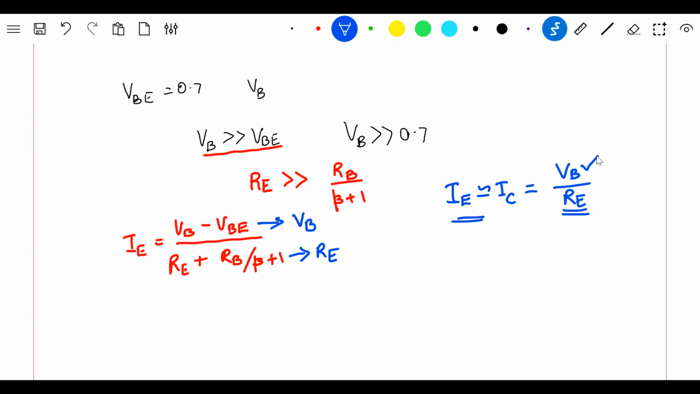I hope, students, you have understood what a 4 resistor bias network is. This is also considered to be a voltage divider biasing circuit. It's a very popular circuit. Normally, for most of the oscillators and voltage amplifiers that we design, we go with this voltage divider bias circuit. Okay, thank you.